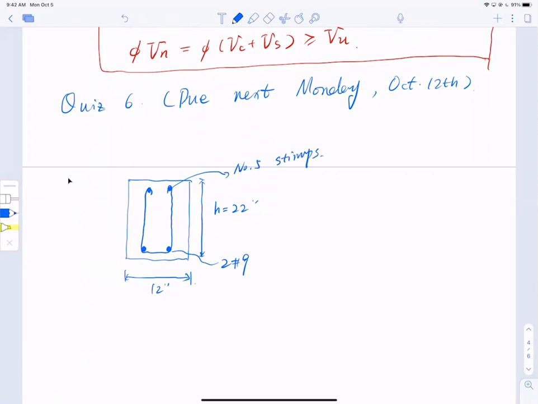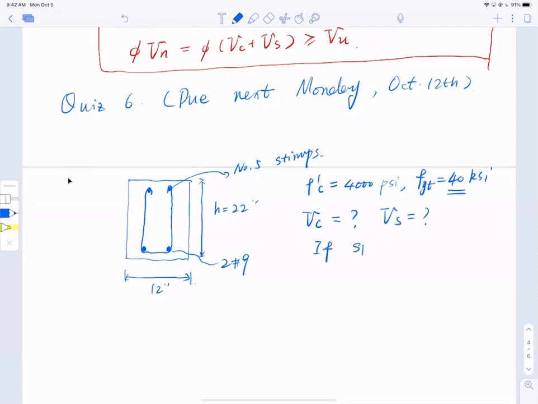Concrete strength f prime c equal to 4,000 psi. The yield strength for the stirrups fyt, let's say equal to 40 ksi, a little bit different. I want you to help me calculate what is Vc and what is Vs if the spacing of the stirrups s equals 10 inches. All right, so this is quiz number 6.